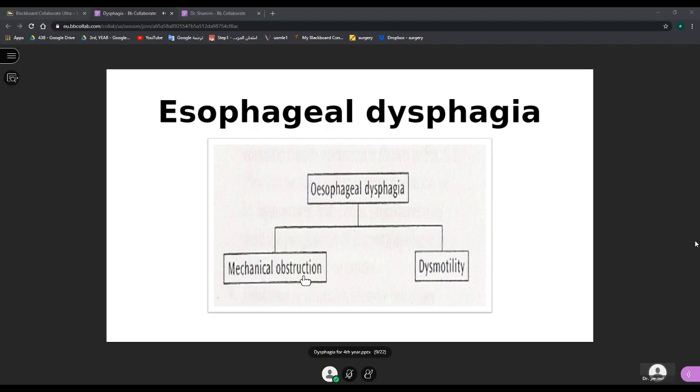So two main causes of esophageal dysphagia: either mechanical obstruction, and here I mean for example a tumor bulging into the lumen and obstructing the food from moving down the esophagus, or a motility disorder in the body of the esophagus. The classical example of mechanical obstruction is esophageal cancer, in which you get a lump or a tumor projecting into the lumen of the esophagus and preventing the food from moving downwards. And the classical example of motility disorders is achalasia.